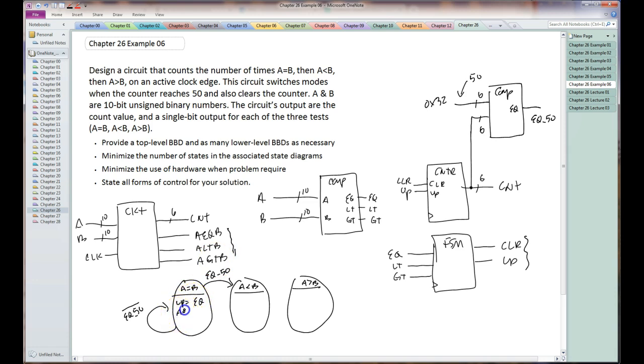It's going to take a minute. In this state, I'm in the A equals B state, so I want to turn that LED on and turn the other two off. And so I can do that in these other two states also, so we can call that kind of done. So we've got the outputs handled. What we need to do is handle the clear input.